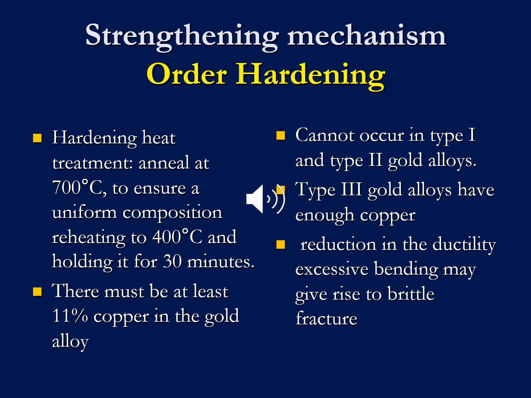hardness of the alloy. There must be at least 11% copper in the gold alloys for order hardening to occur, so it cannot occur in type 1 and type 2 gold alloys. Type 3 gold alloys have just enough copper, and a small improvement in strength is observed. For type 4 gold alloys, the improvement in strength is quite significant.